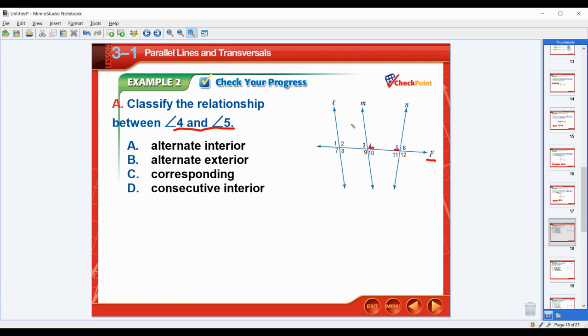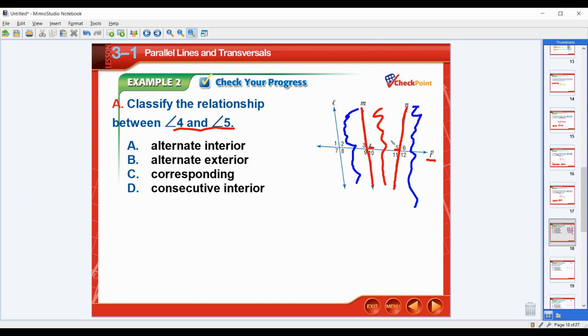I want to ask you which 2 lines here are angle 4 and angle 5 on. Hopefully you said M and N. So we're going to look at M and N as our 2 lines where we consider interior and exterior. So everything that is outside of M and N is going to be exterior. Everything that's on the inside of these 2 lines will be the interior. So our red here is interior, our blue is exterior.